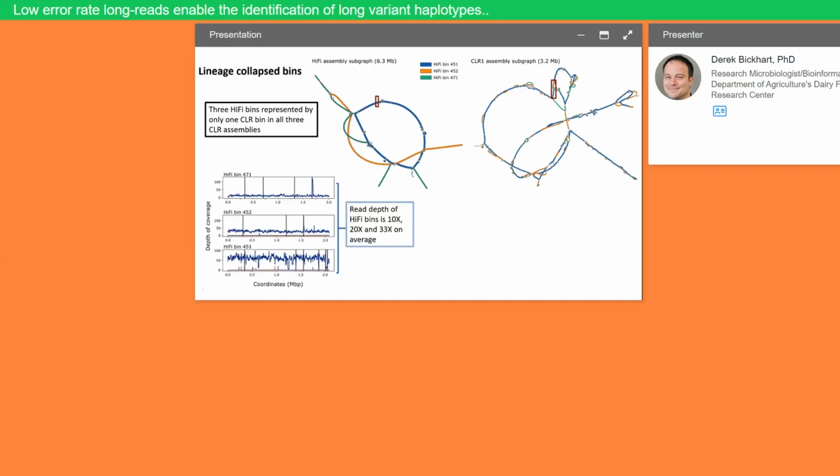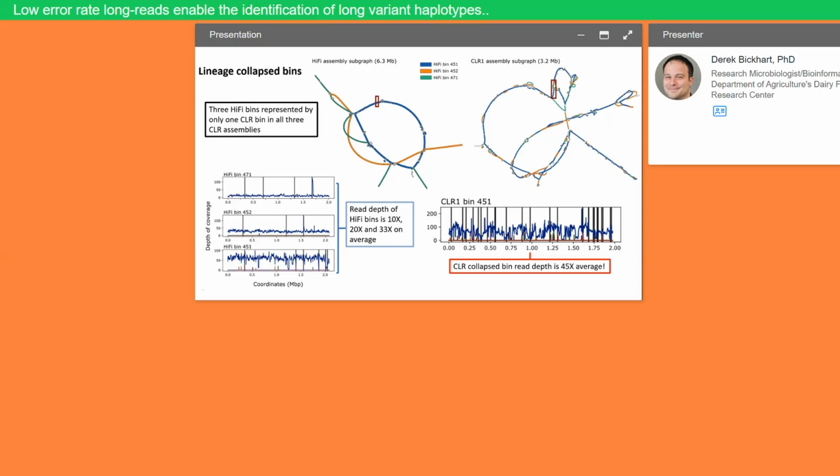When we align hi-fi reads to our hi-fi bins, we can also see a consistency in read depth. The read depth is the blue bar, and the depth of coverage for each bin was 10x, 20x, and 30x, respectively, for the 3 hi-fi bins. How does this look in the CLR1 bin?